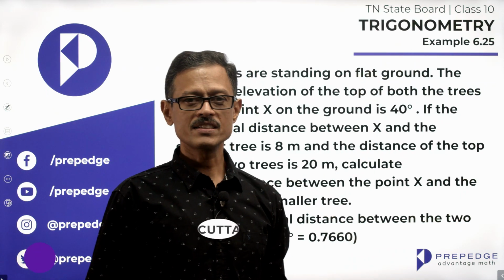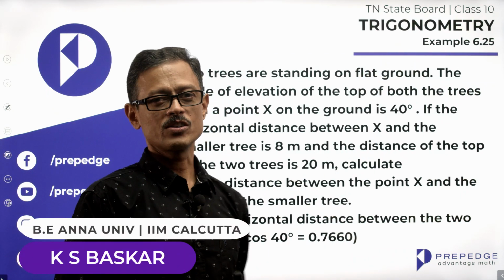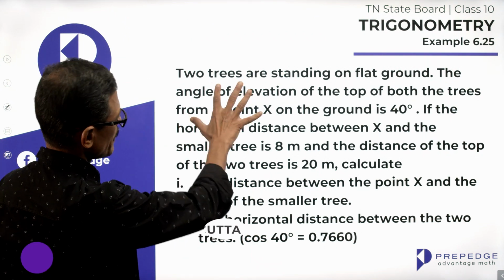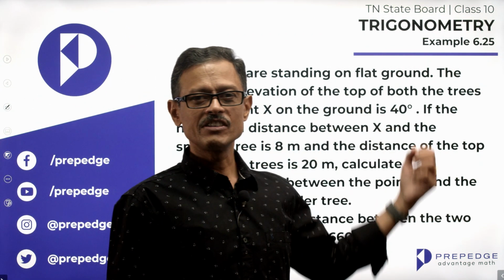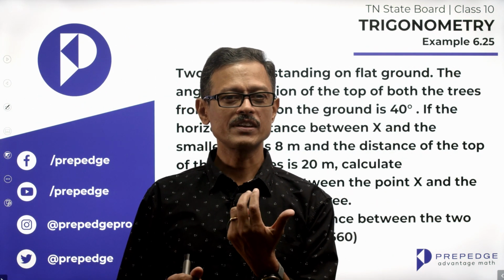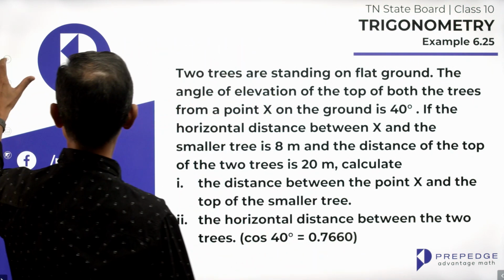Example 25 in chapter 6, the trigonometry chapter. Angle of elevation is the concept. Let's read the question, but before that, in the next slide we have the diagram for it. If we read the question along with it, it might be a lot easier to understand.